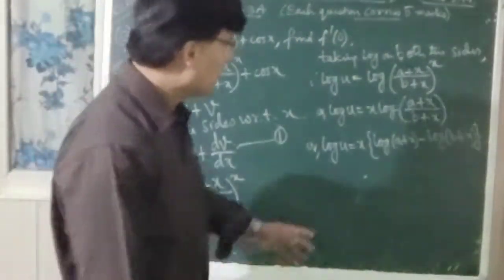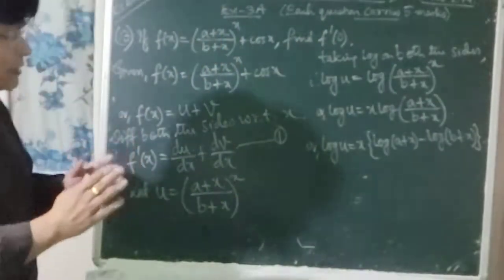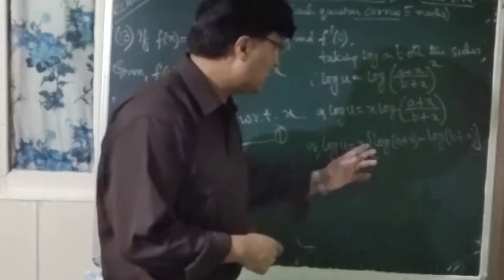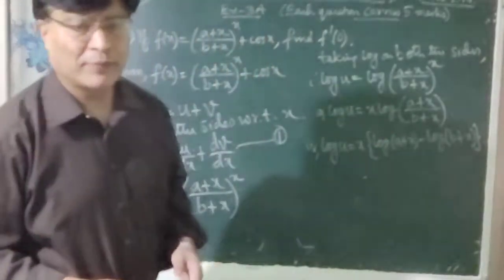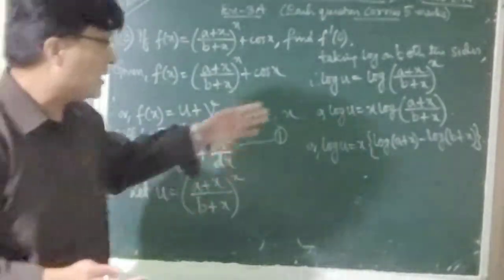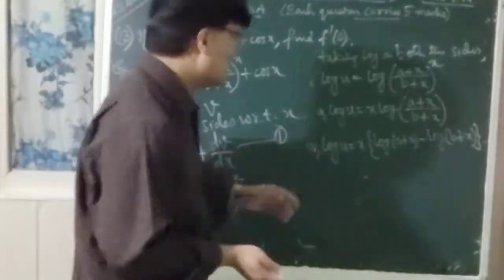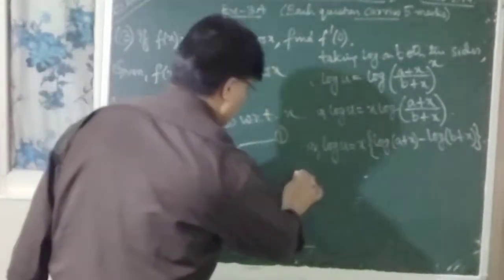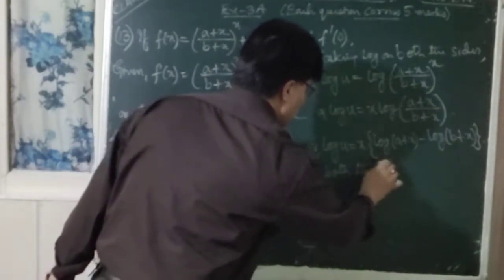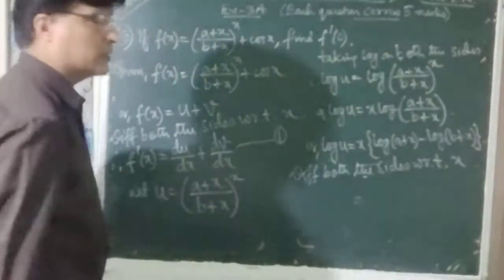Is that clear now? So now again you can use the UV rule for differentiation. Now you can differentiate both the sides with respect to x, isn't it? After writing the properties of logarithm here, you can differentiate both the sides, because it will be easier for you to differentiate after you apply the properties of logarithm. Okay? So now differentiate both the sides with respect to x.